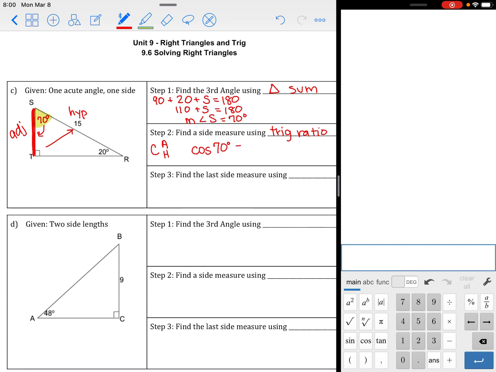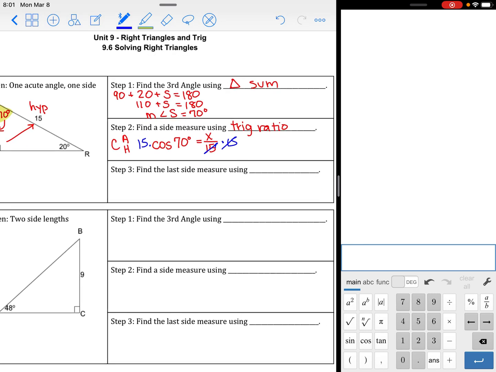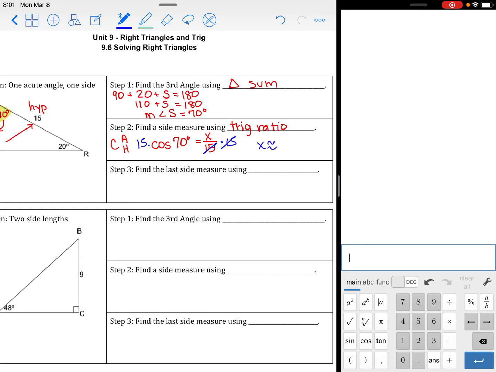If I have the angle measure, I put it into that function. Now I'm going to throw a variable in here. Let's call this one x. So the adjacent here is x, and the hypotenuse is 15. I want to solve this, and to solve this, I just need to multiply by 15 this time. That's the inverse operation of division. So that'll cancel out, and I'll get that x is approximately 15 times the cosine of 70. That's going to be about 5.1 units.